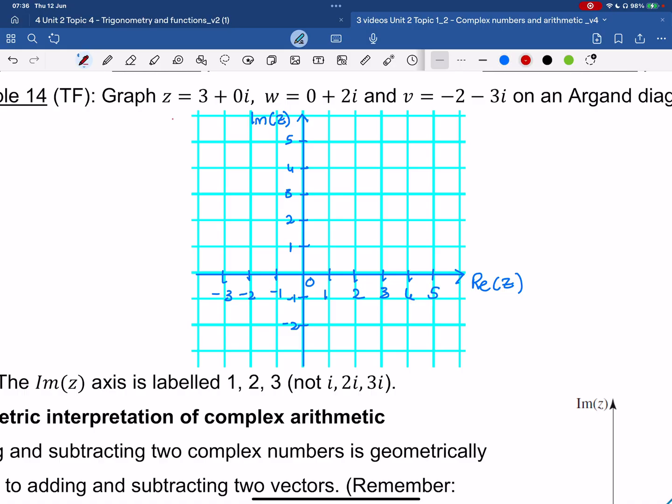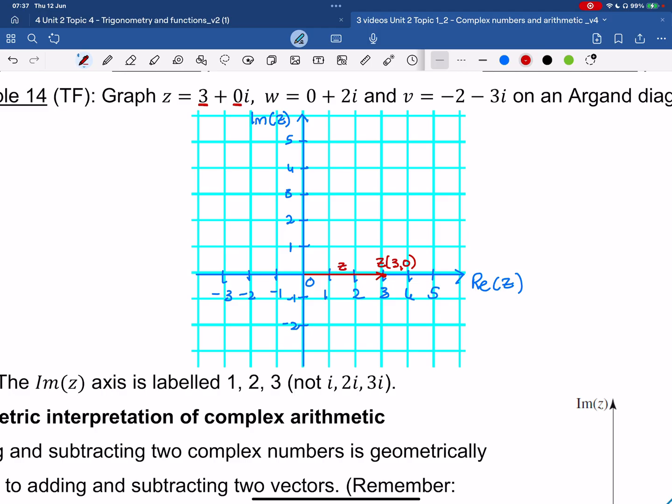It says z is 3 plus 0i. That means the real part of z is 3 and the complex part or the imaginary part is 0. That means that this whole number is only on the real axis, and the point associated with it is 3, 0.